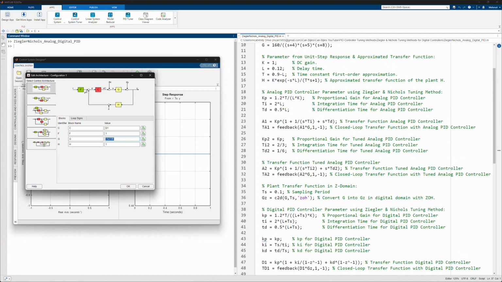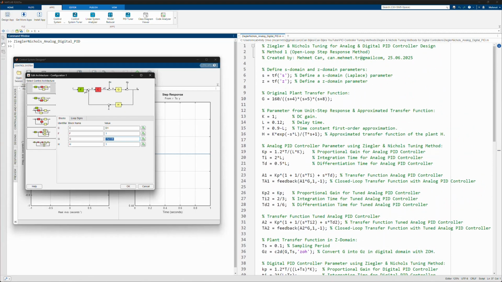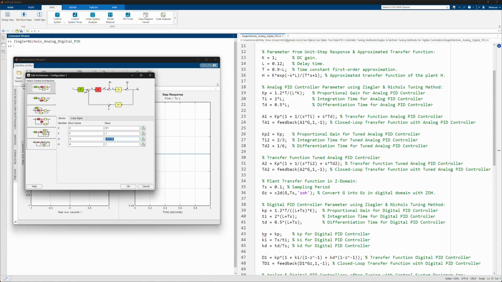Well, G is of course in the analog domain, but we will now do it in the Z domain, which is discrete time. We have to look at the GZ, so that's actually what you need to type in here. Don't forget that. And when you now click OK, it will update the architecture.